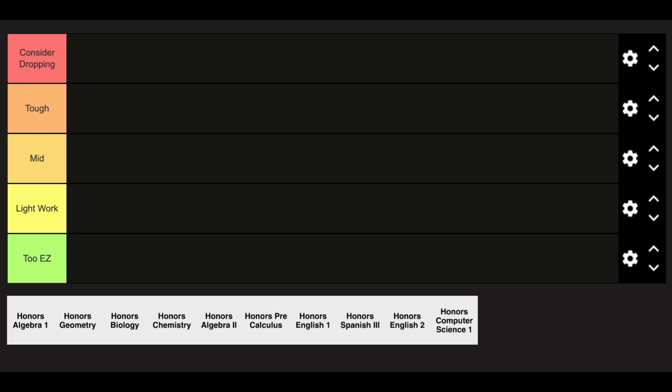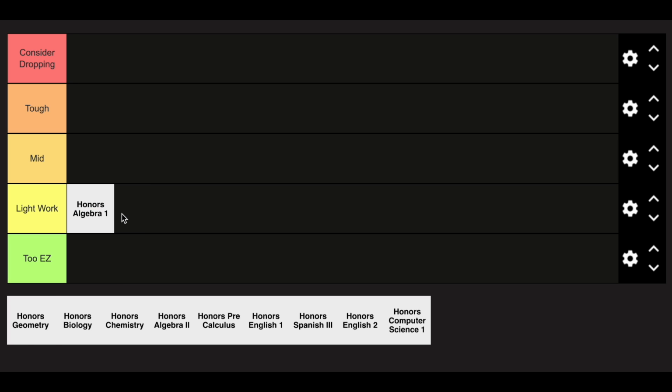Let's go. So first of all, starting off with Honors Algebra 1, this is the very first honors class that I've taken. I actually took this class in seventh grade, which is somewhat common at my middle school. Honestly, it's going to go in the light work category. I think especially if you're taking this as an eighth grader or a seventh grader, your coursework is a little bit lighter, and so contextually speaking, you've got a lot more time to put into Honors Algebra 1.